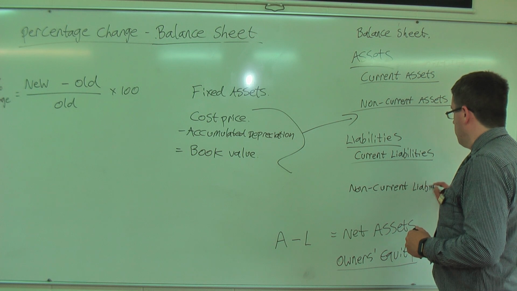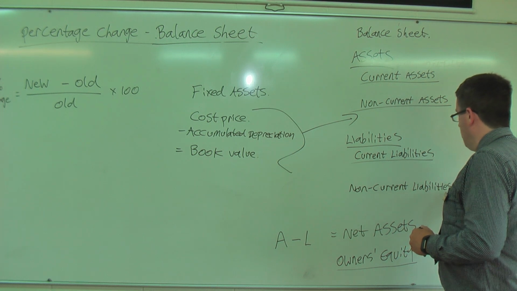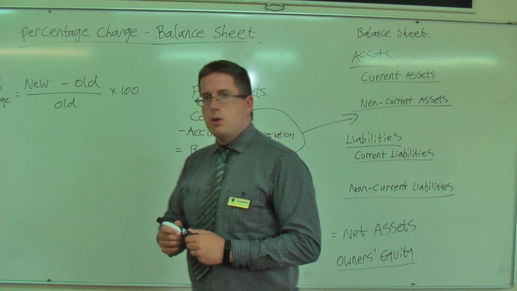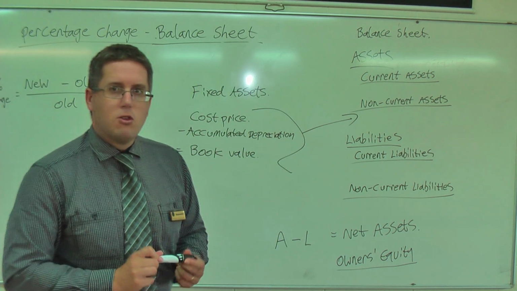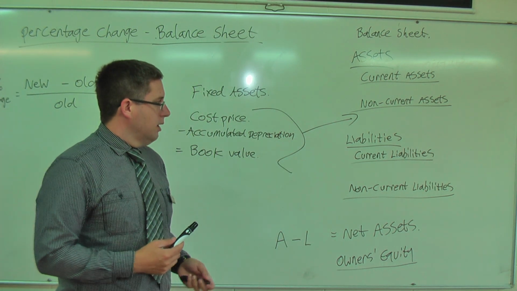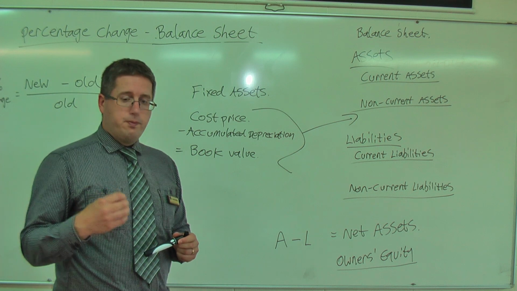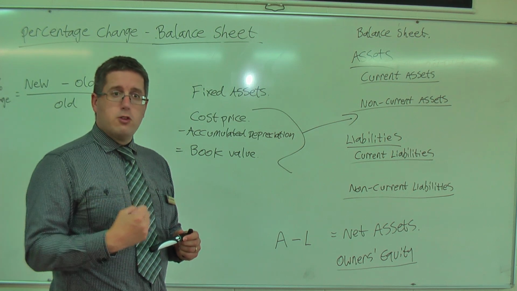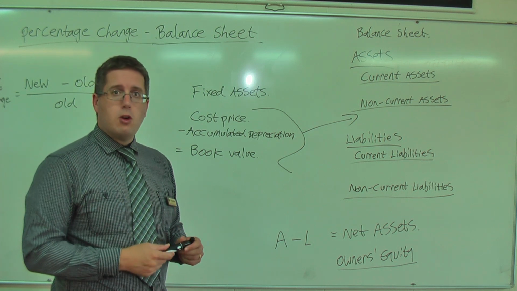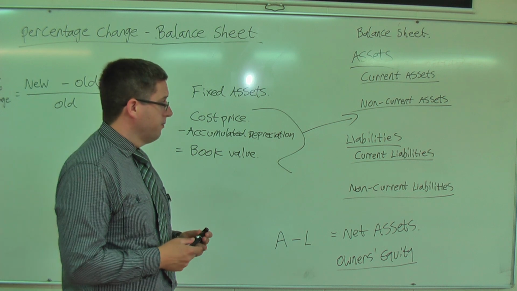Okay, and non-current liabilities. These are our long-term liabilities that we pay over the long term. So again, we look at our mortgage, loans. These are our common ones that are long-term.